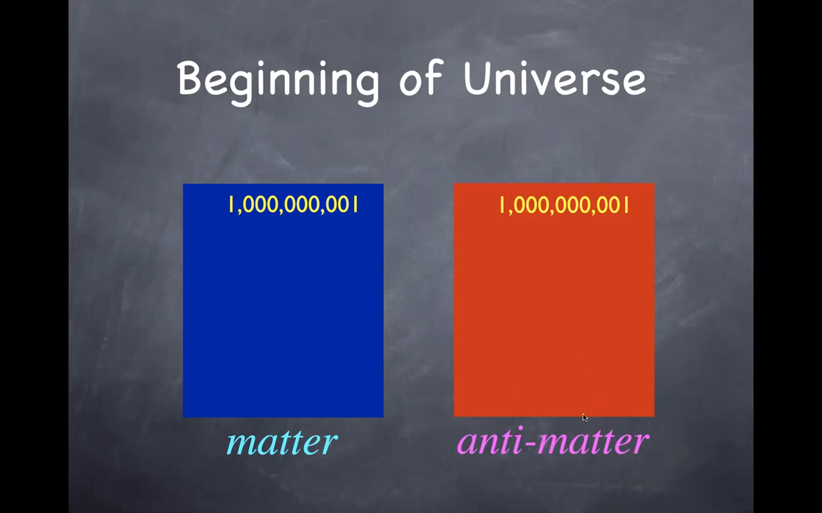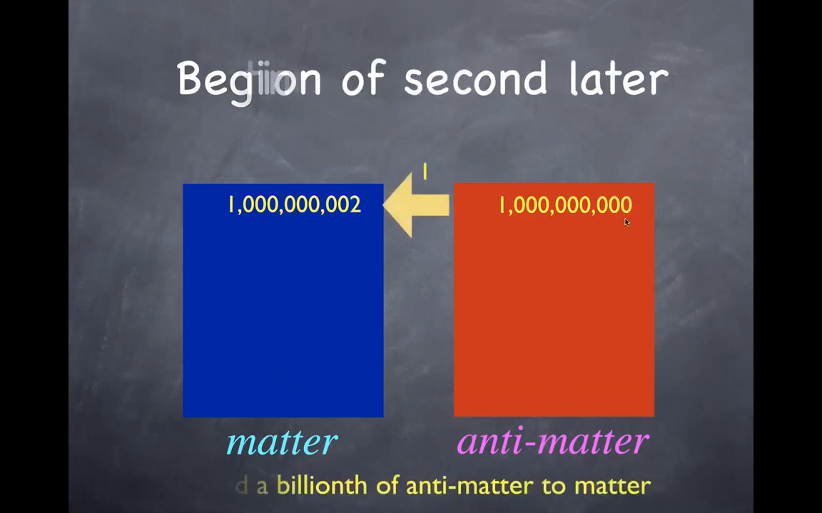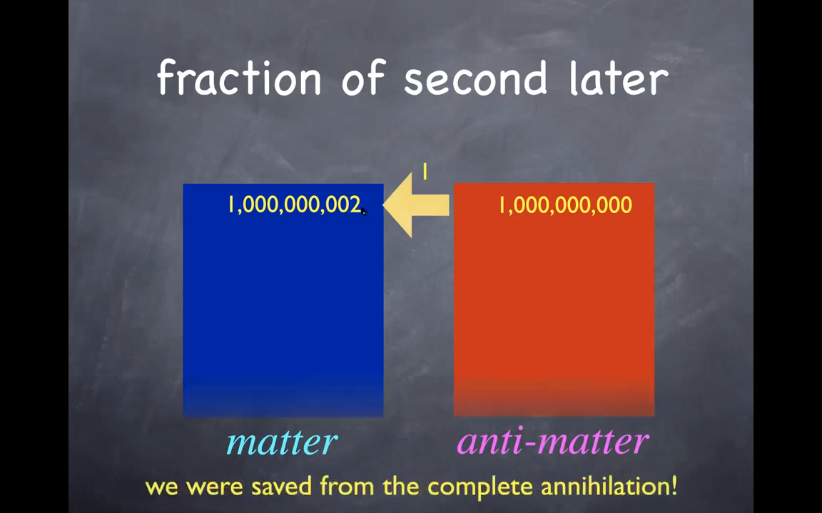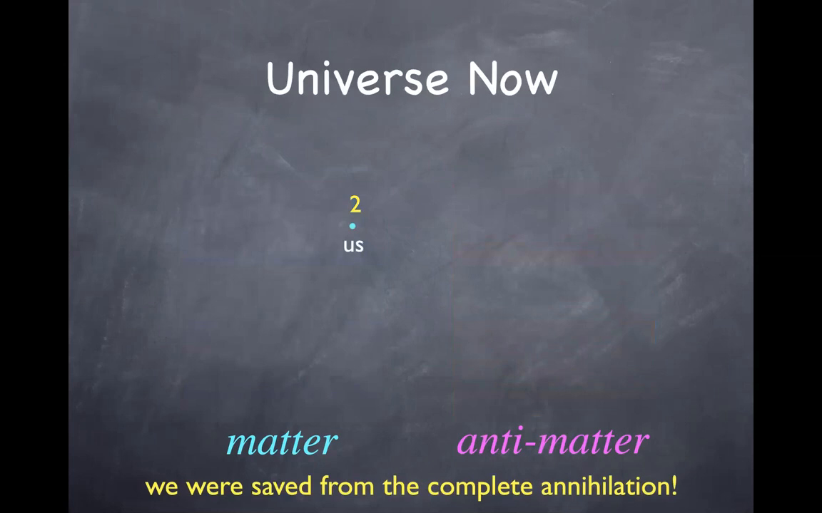But if this were the case, then everything would be gone by now. So what you need is a process of reshuffling the balance by picking one antimatter out of a billion and turning that into matter. And all the billion of them annihilate with each other. But because there's now a tiny imbalance, this got left over, and that is supposed to be us.